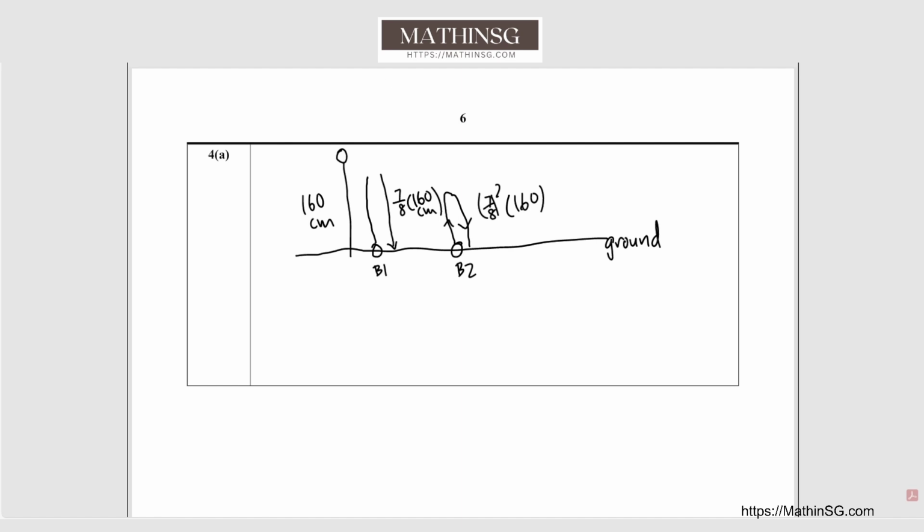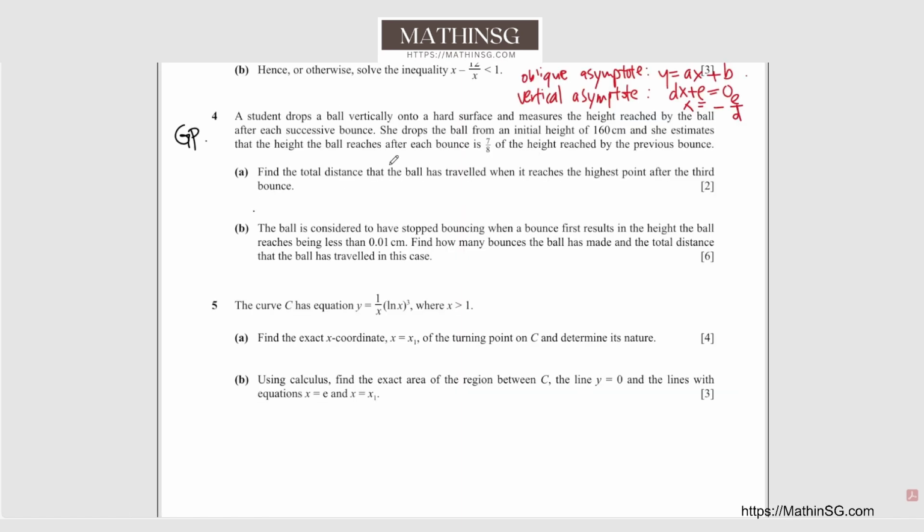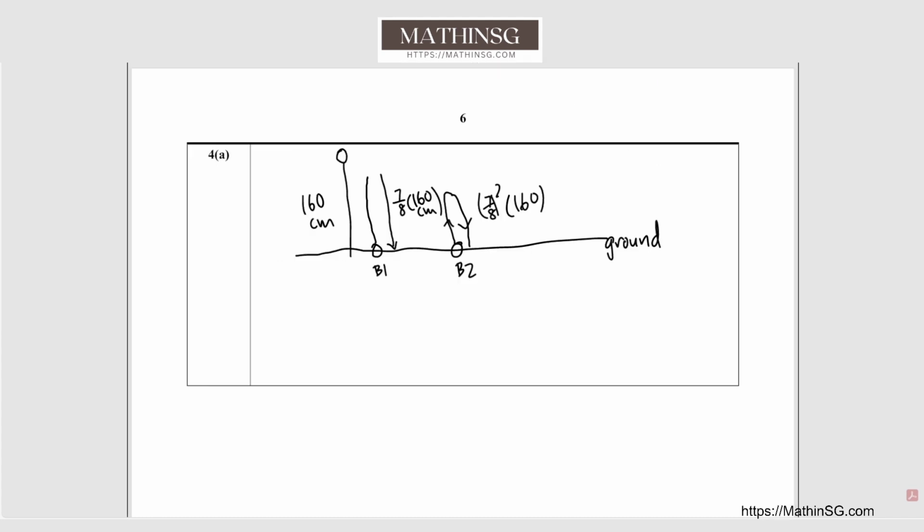So what did they ask us to do? Find the total distance that the ball has traveled when it has reached the highest point after the third bounce. So this is the second bounce. Now is the third bounce, bounce 3. So I want to find, okay, this distance here will be 7 over 8 of this. So it's 7 over 8 cubed times 160.